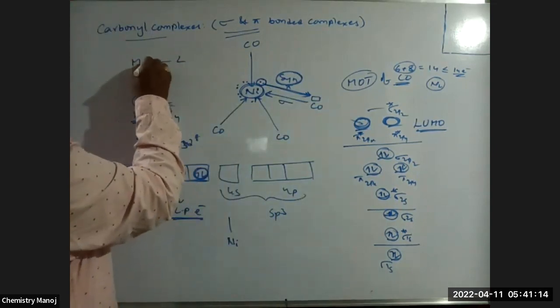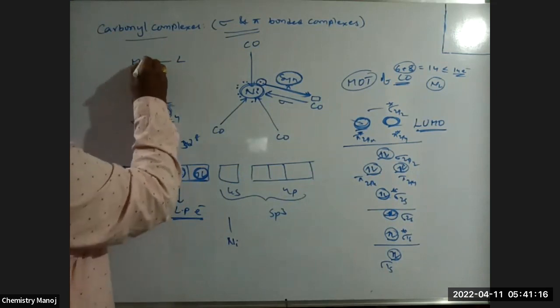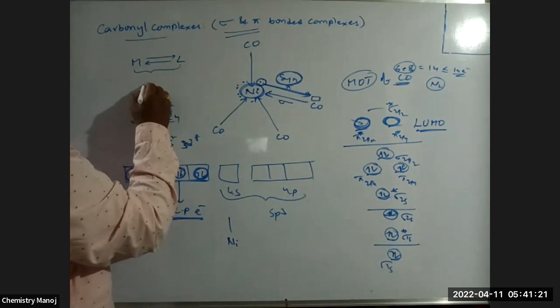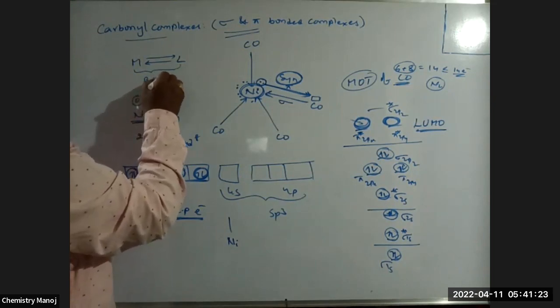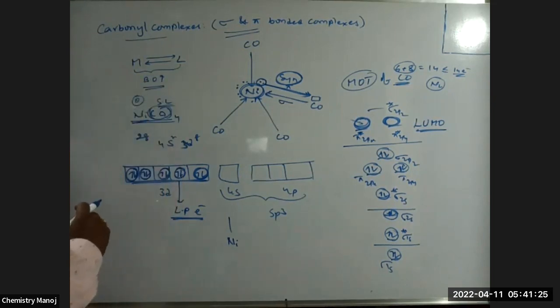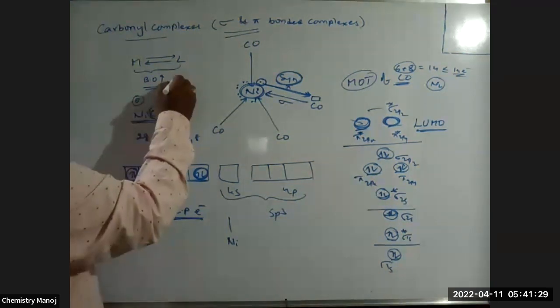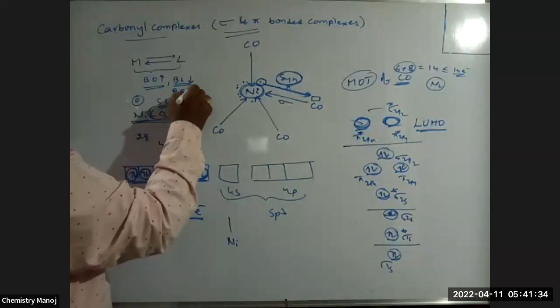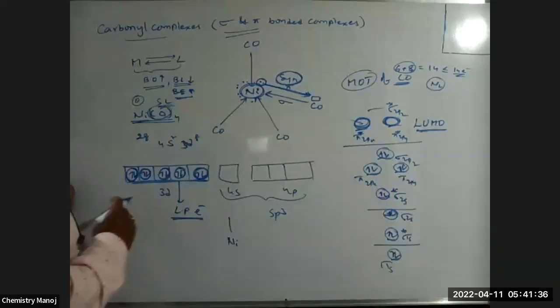is a sigma single bond. Because of the synergic bond, the metal-ligand bond has double bond character. That means between metal and ligand, bond order increased or not? Yes, sir. Bond order increases means bond length decreases. Next, bond energy increases, because the number of bonds increases, so bond energy also increases between metal and ligand.